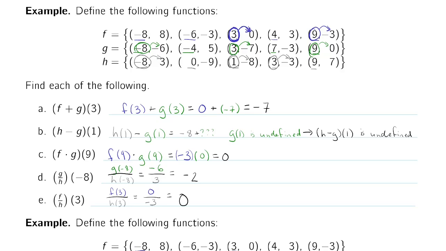So the only place that we saw something that was not in the domain of the combined function was when we tried to take h minus g of 1. G of 1 was undefined, so h minus g of 1 was undefined. We can talk about the domains of these combined functions more generally.